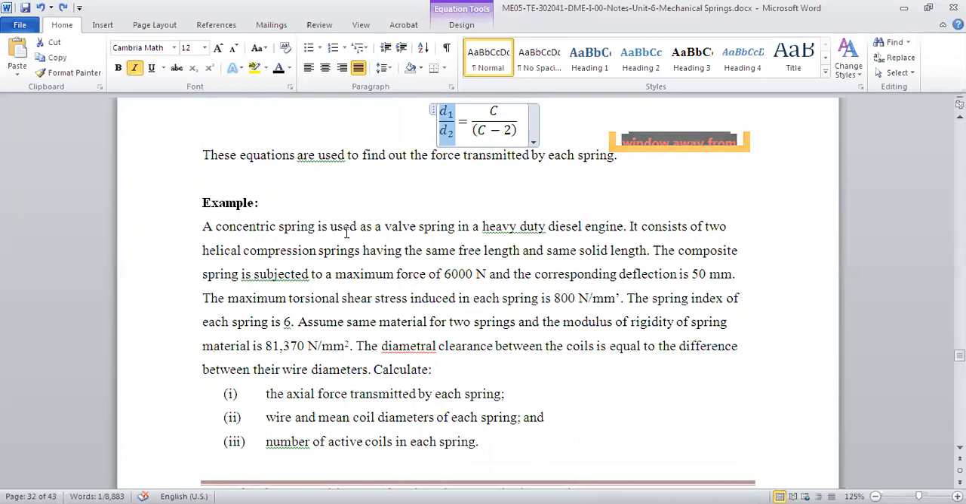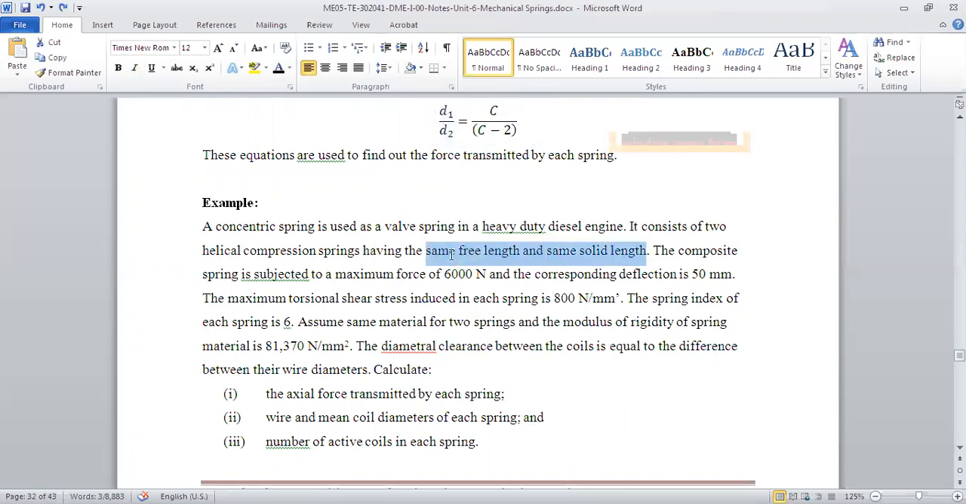A concentric spring used as a valve spring for a heavy duty diesel engine consists of two helical compression springs having the same free length and same solid length. So this is the case: concentric springs, one inside the other, but they have the same free length and same solid length. So deflection is the same, solid length is the same, free length is the same. The composite spring is subject to a maximum force of 6000 Newton.